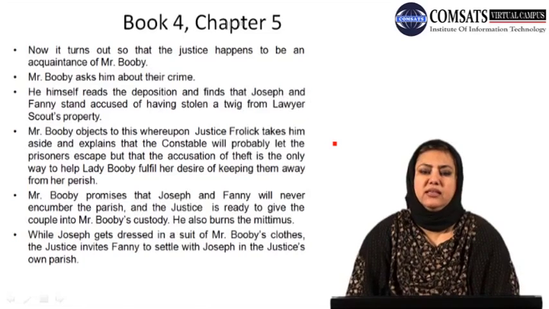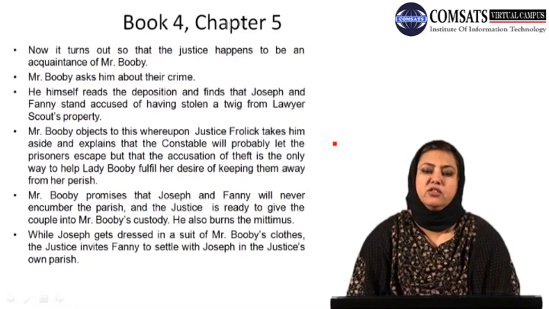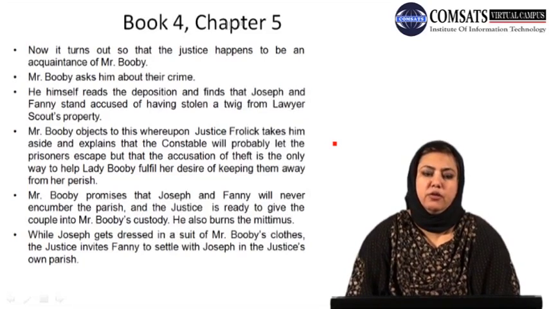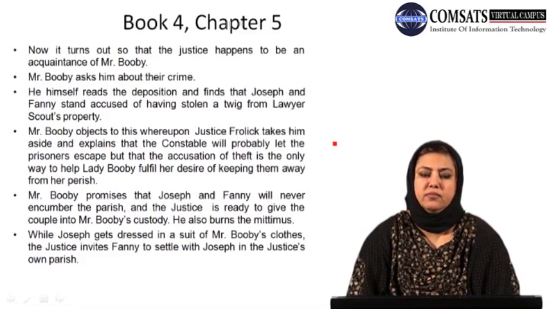Now, it turns out so that the justice happens to be an acquaintance of Mr. Booby. Mr. Booby asks him about their crime. He himself reads the disposition and finds that Joseph and Fanny stand accused of having stolen a twig from lawyer Scout's property. Now, of course, Mr. Booby objects to this, whereupon Justice Frolic takes him aside and explains that the constable will probably let the prisoners escape, but that the accusation of theft is the only way to help Lady Booby fulfill her desire of keeping them away from her parish.